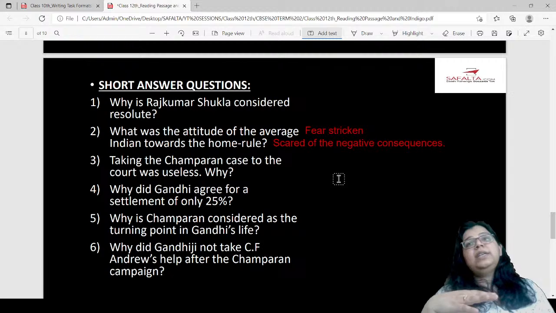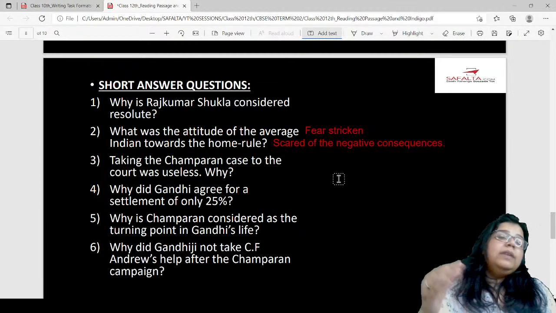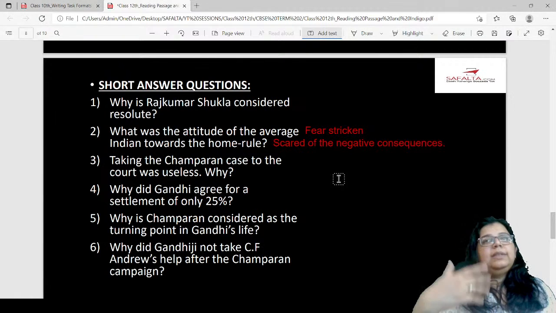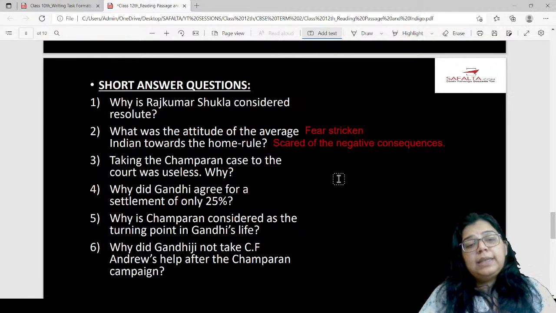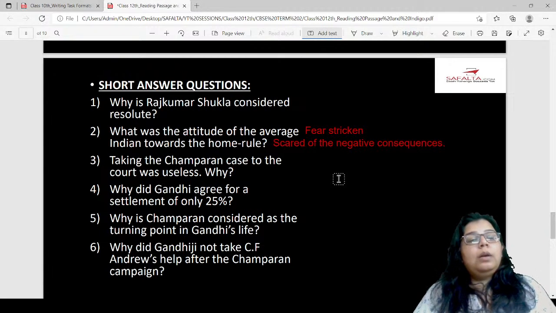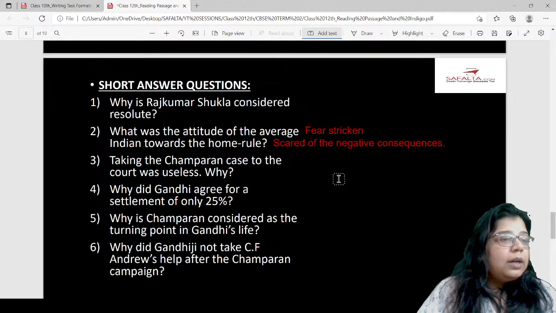Then why did he agree for a 25% refund? See, obviously they won the case, and then there was an inquiry committee, and there were more than 25,000 complaints against the British landlords and the zamindars, and they were offered only 25% refund. And why?